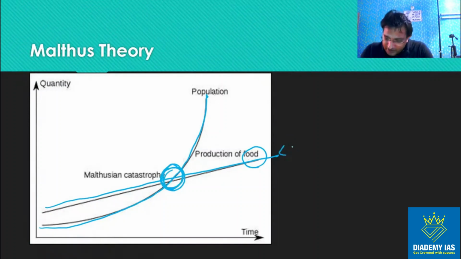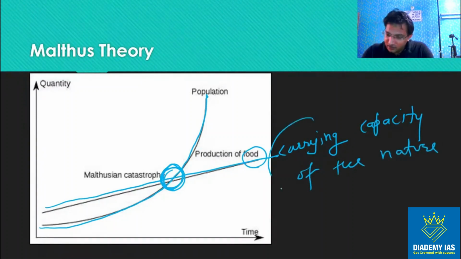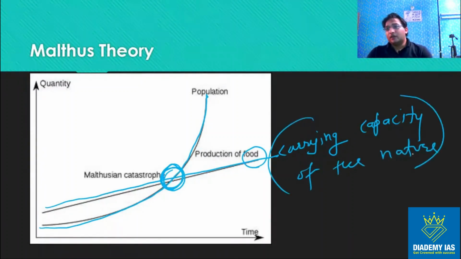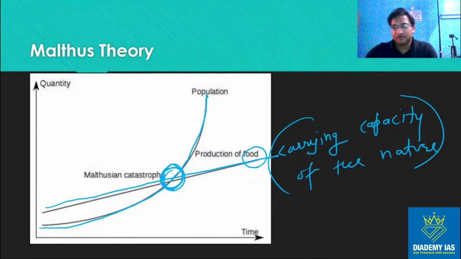This production of food is indicating the carrying capacity of the nature, right? So ये carrying capacity है nature की. The population has exceeded. That means the problems will start. The diseases can start. Famines will start. Civil wars will start after this point. So after this point, there will be struggle for the resources.